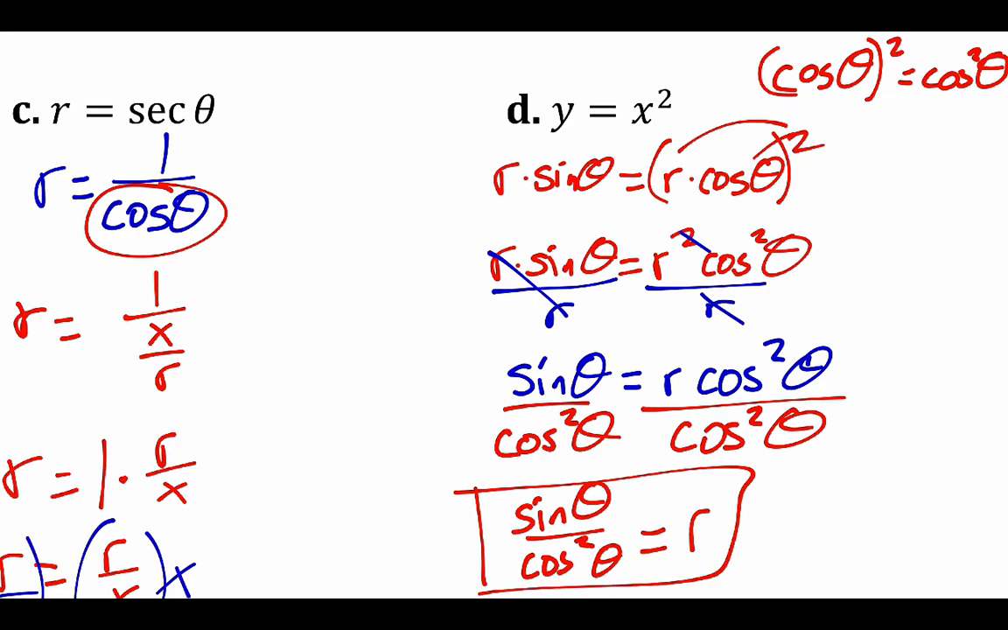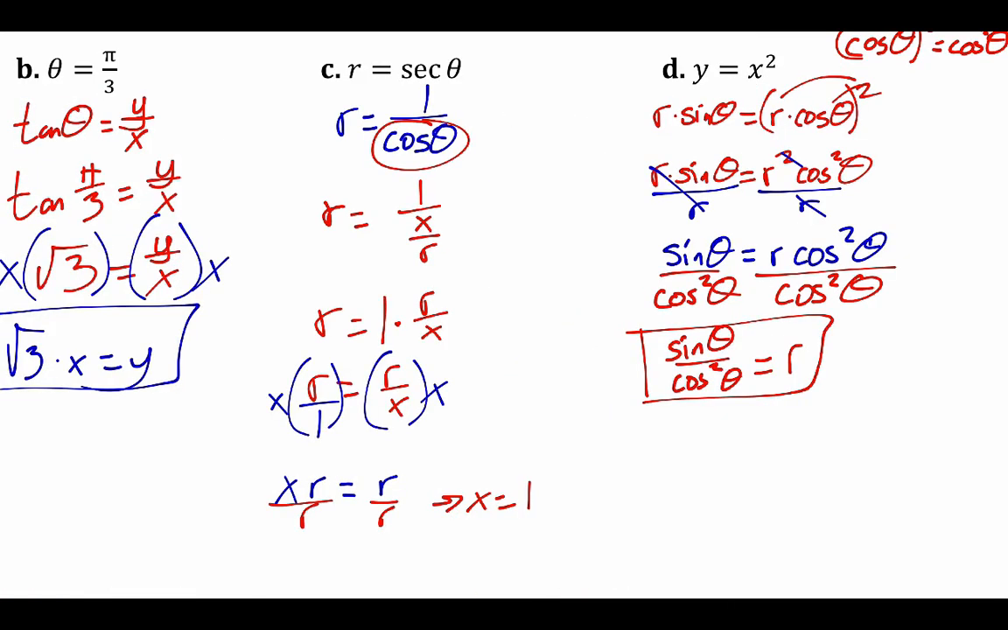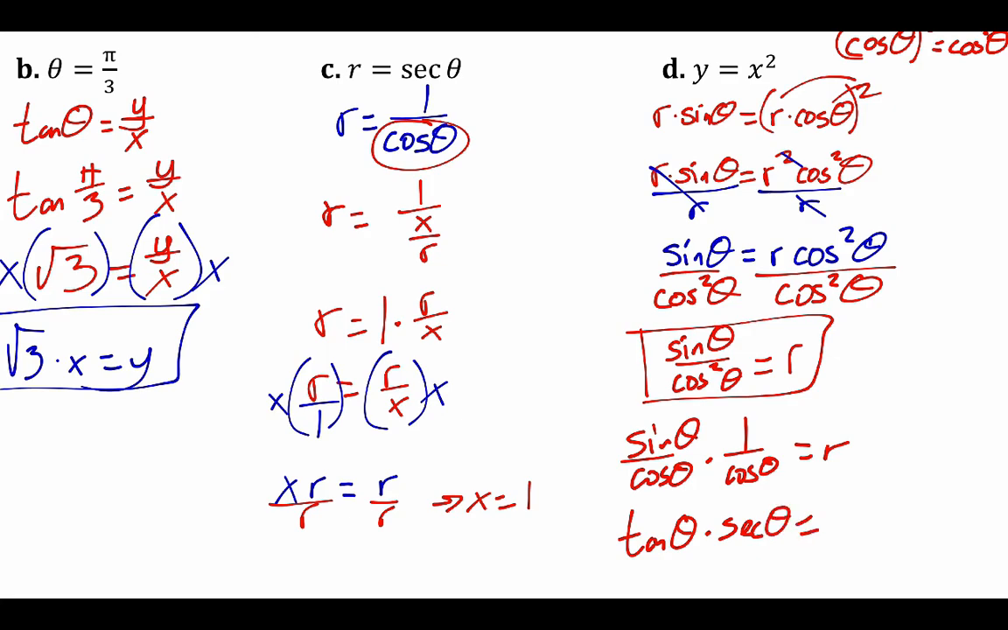For now, I'm okay with leaving it at that spot. If you want to go further, you could break it up into sine of theta over cosine of theta times 1 over the cosine of theta, just breaking apart that denominator, equals r. Sine over cosine is tangent of theta, and 1 over cosine is the secant of theta, so tangent theta times secant theta equals r. That's another acceptable answer. You don't have to go that far.